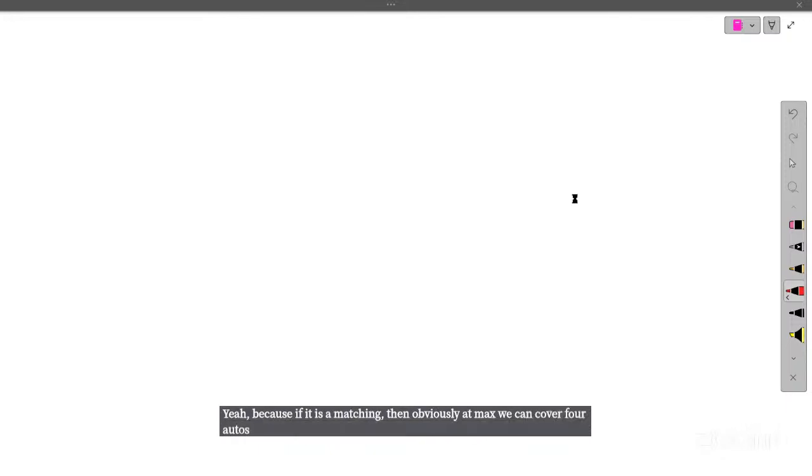Can you please look at that? Madam, I checked that one. The answer is 5, but we can only make four, right? Yeah, it's coming 4. Because if it is a matching, then obviously at max we can cover 4 vertices. Let me see this question. Arun, are you sure it was 5?